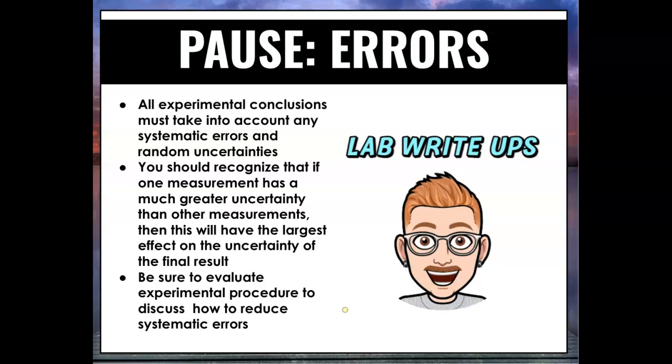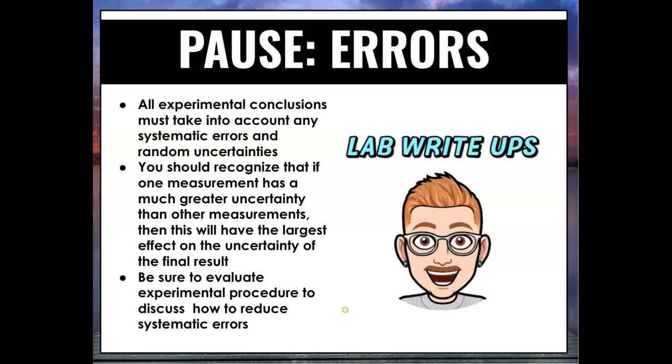So when you're doing lab write-ups, which you will do this year, and I'll explain how you do lab write-ups, experimental conclusions must take into account all systematic errors and random uncertainties that you have in your lab. If you think that anything could be a possibility to your error, you need to include it. It is important when you're going to report your data.